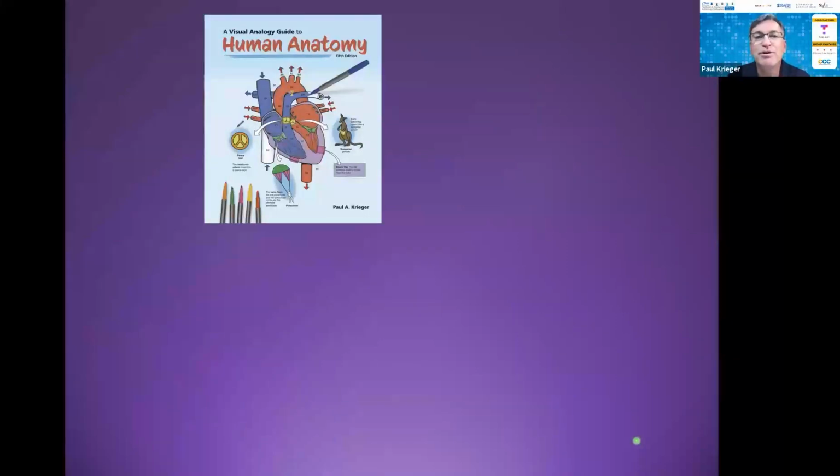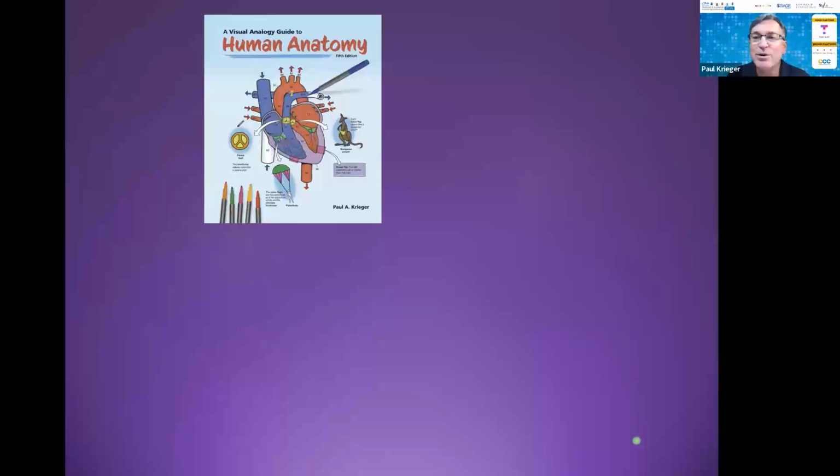This is the book cover from the first book that I made. It's 19 years ago already, A Visual Analogy Guide to Human Anatomy. Just to give you a real brief background, because it does relate to the glossary, this was a book that was born, like many of our good book ideas, in the classroom. And my students actually encouraged me to create my first book.